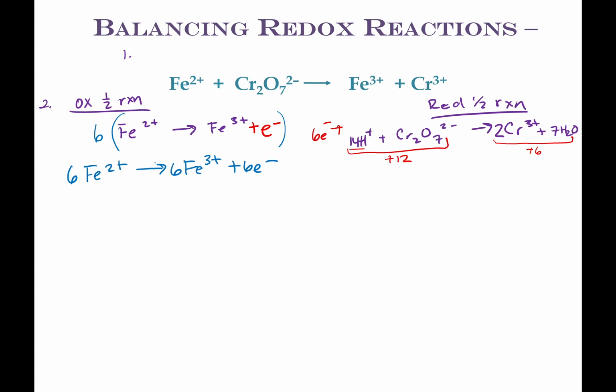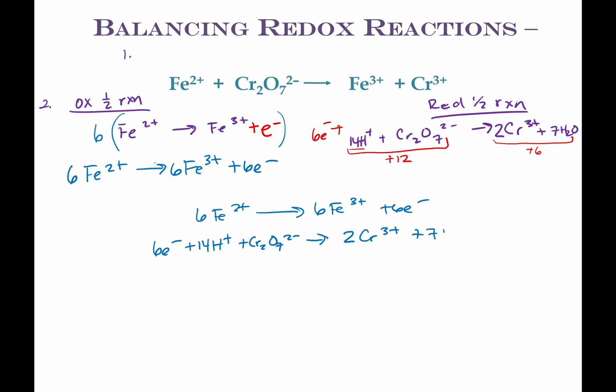Step number 6, we're going to add the 2 equations together. So 6 Fe2+ goes to 6 Fe3+ plus 6 electrons. On this side we have 6 electrons plus 14 H+ plus Cr2O7 2- goes to 2 Cr3+ plus 7 H2O.